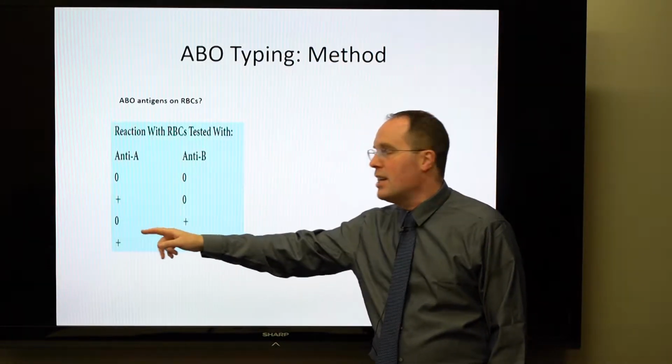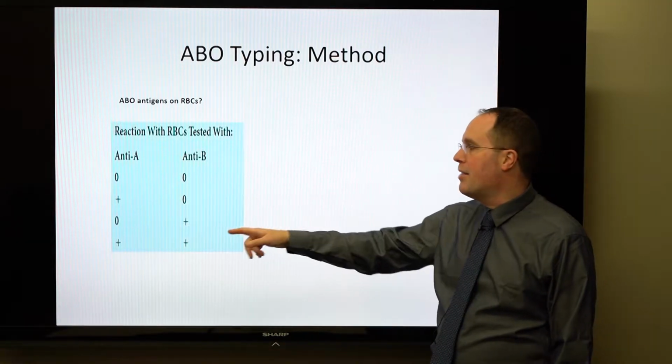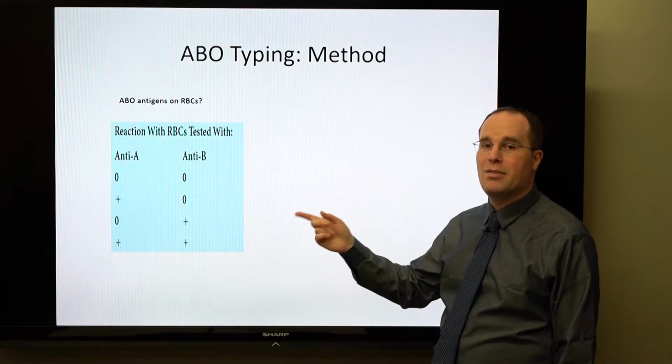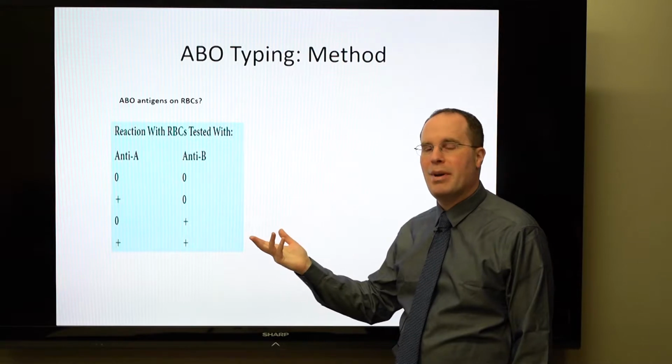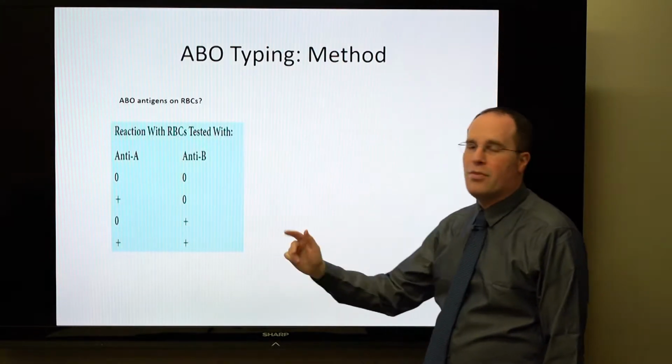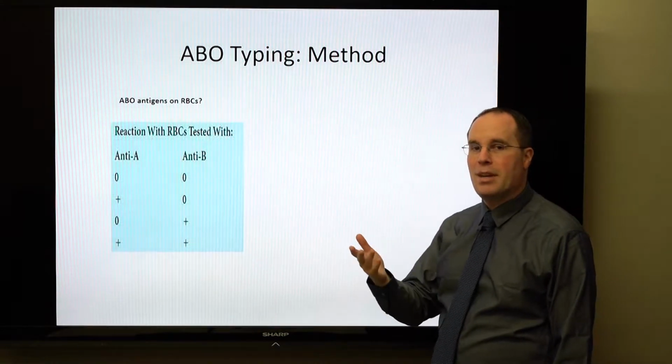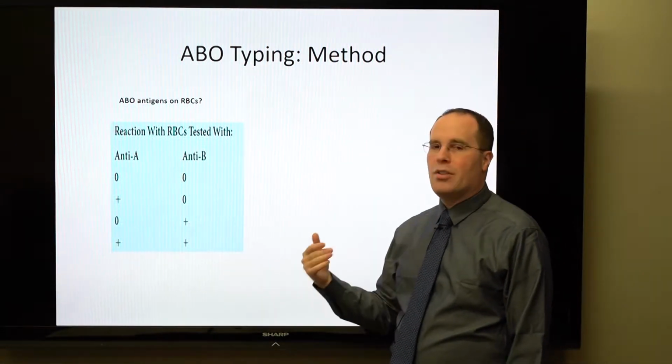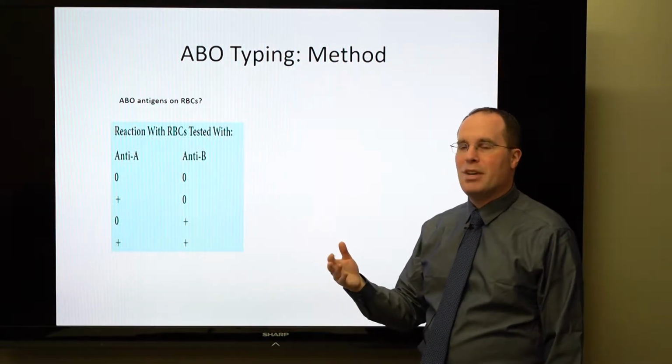Conversely, if we test with anti-A and it's negative, they don't have the A antigen. We test with anti-B, it's positive, they do have the B antigen, so the patient is type B. Finally, if it's positive for both, the patient is type AB. So all that is called the forward typing, antigen typing, front typing.